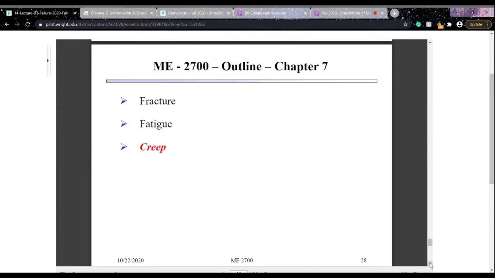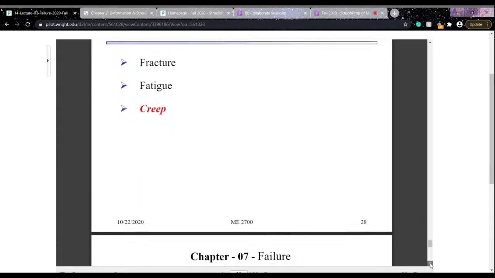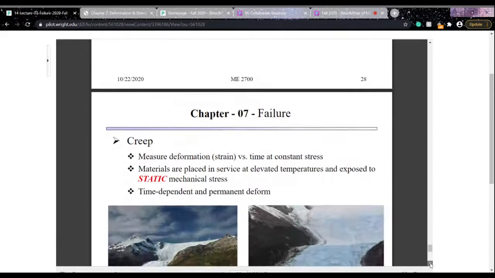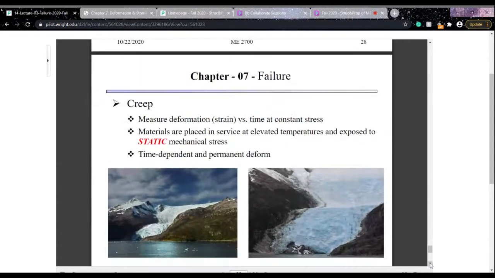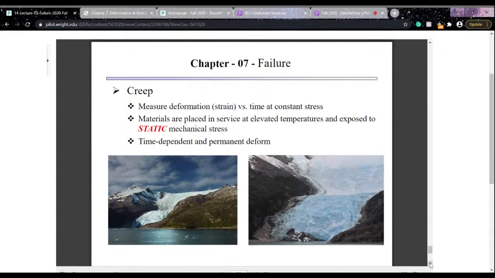And then the other mechanism of failure is creep. So here creep is the time-dependent plastic deformation of metals subjected to a constant stress and at a temperature which is greater than about 0.4 times the melting temperature. So this type of plastic deformation or failure is defined as the creep behavior.